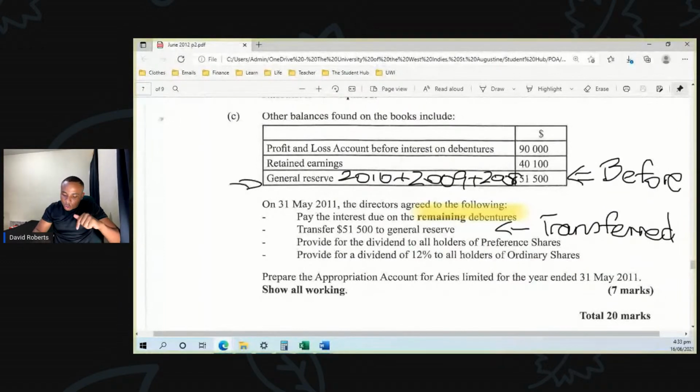What we're doing now is that we are transferring this year, in 2011, this. So in the appropriation account, it is only the general reserve transferred, or any reserves transferred, that is in the appropriation account. Let's make sure we understand that distinction between the total general reserve and the general reserve that will be entered in the appropriation account. So you're always looking for that word. The keyword is transfer, because that is this period.